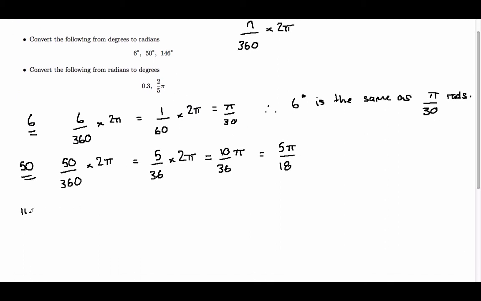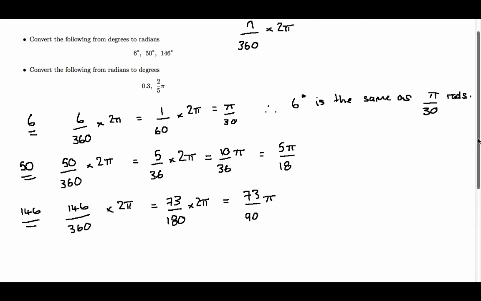So moving on, 146 degrees, turning that into radians, we have 146 over 360 multiplied by 2 pi. Now 146 over 360 we can write as 73 over 180 times 2 pi, and then 73 over 180 times 2 pi we'll write as 73 over 90 pi. So 146 degrees is 73 pi over 90 radians. So that's converting from degrees to radians.